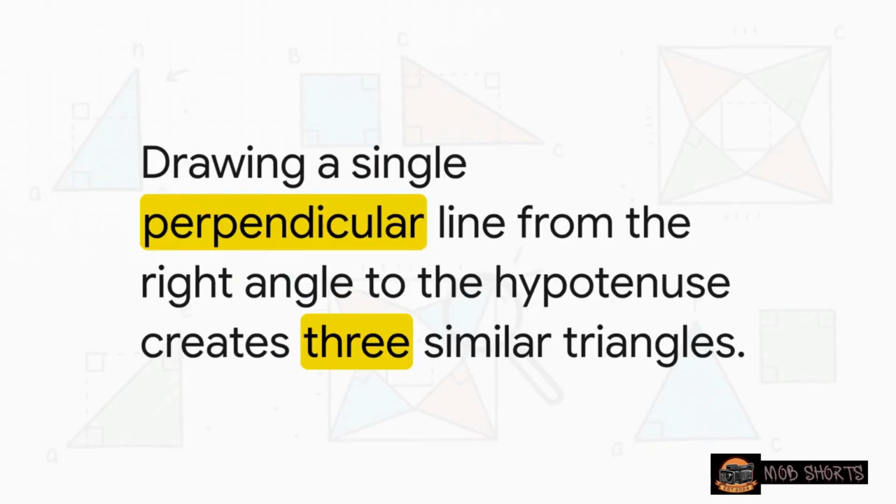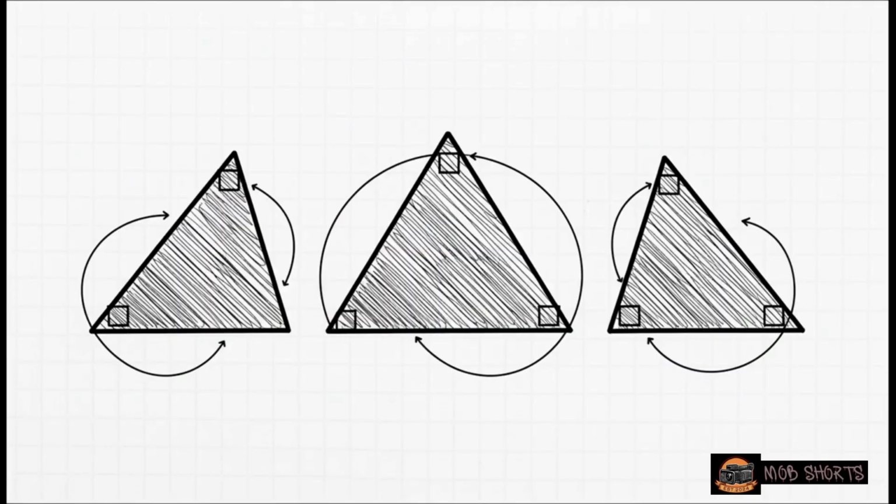And here it is, the genius move that unlocks the entire proof. You take any right triangle, and you draw just one single line. A line from that 90-degree corner straight down to the hypotenuse, hitting it at a right angle. When you do that, you perform a little bit of mathematical magic, because that one line splits the big triangle into two smaller ones.